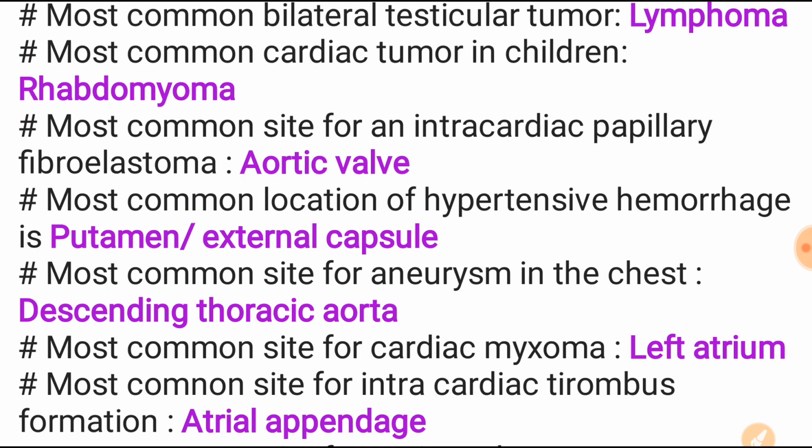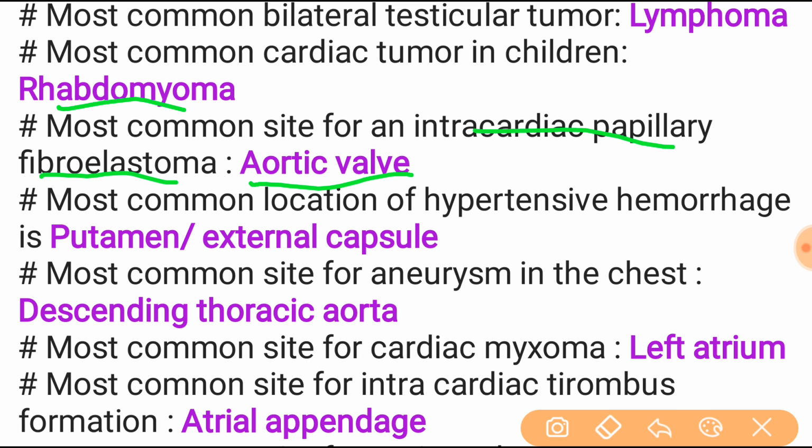Most common cardiac tumor in children is the rhabdomyosarcoma, and most common site of the intracardiac papillary fibroelastoma is the aortic valve. The most common location of the hypertensive hemorrhage is the putamen or external capsule. This is very important. The most common site of aneurysm in the chest is the descending thoracic aorta.